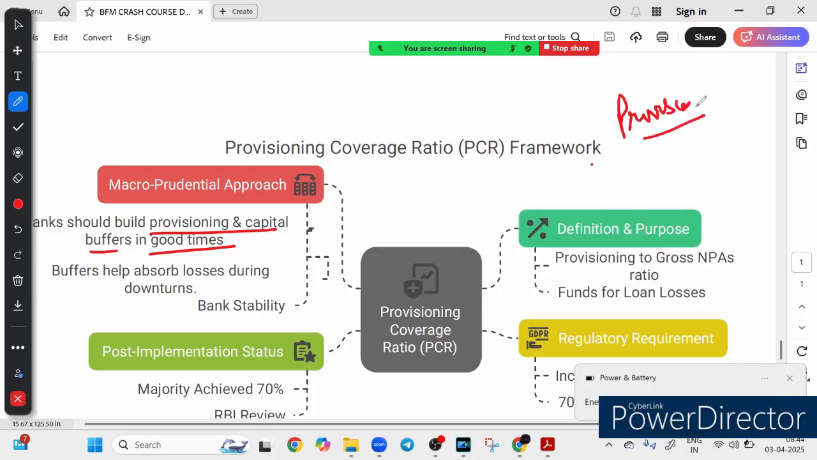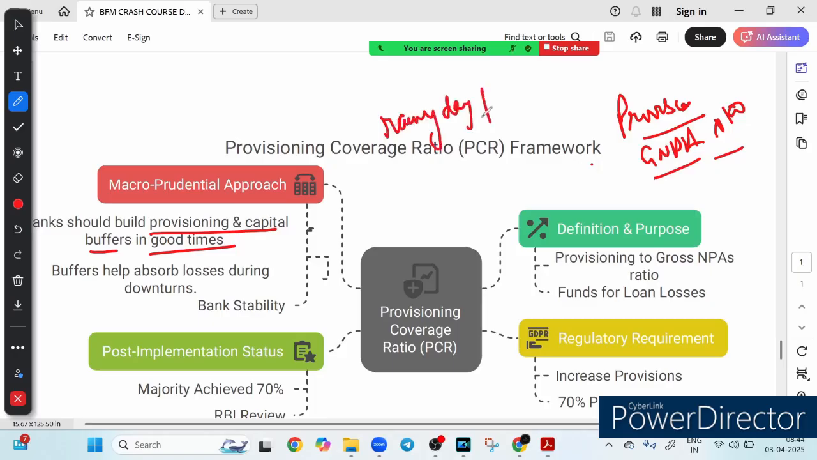Again, I am repeating. In the numerator, just write the provisioning, and in the denominator, you write GNPA, gross NPA, multiplied by 100 to get a percentage, right? So essentially, PCR is like a rainy day fund for the bank. What is the meaning of rainy day fund? It is just like a rainy day fund for the bank, to cover any unpaid loan or bad debt. The purpose is financial stability.